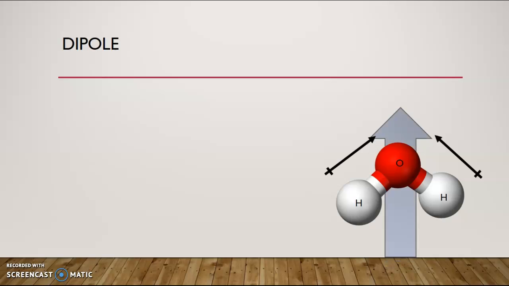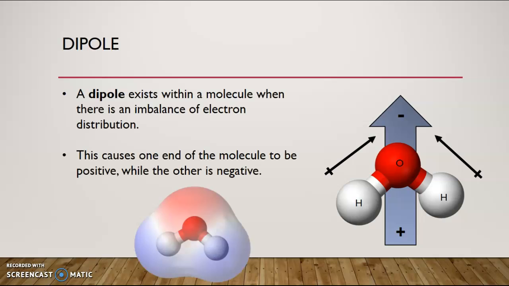So again, a dipole refers to two poles. I've got a negative on one end and a positive on another. So it's specifically talking about an imbalance of electron distribution or electron density.